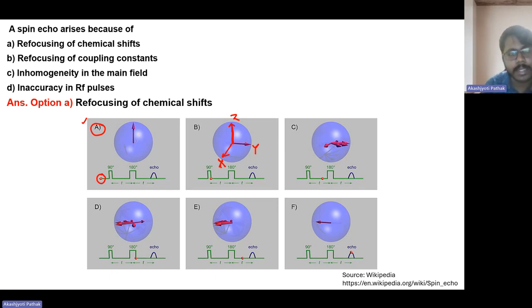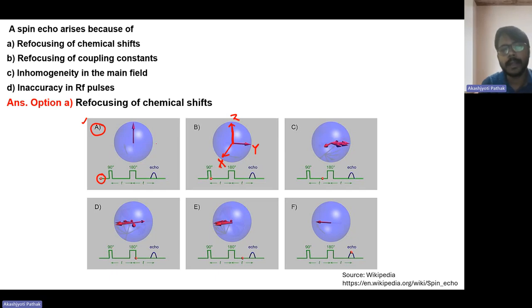Okay, it is oriented along the plus Z axis. And now I am applying the 90-degree pulse. So this is your B diagram. So I'm done with the application of the 90-degree pulse. As soon as you have irradiated the sample with a 90-degree pulse, what will happen?